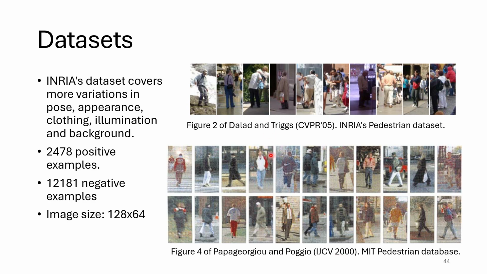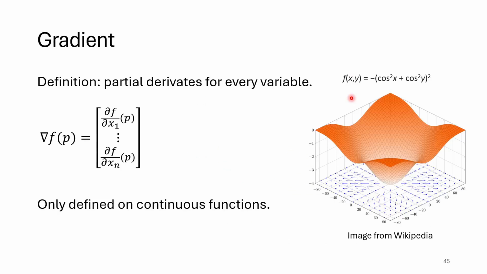Comparing the two data sets, you can find that in the MIT data set, most pedestrians are upright or seen from the back. But in the INRIA data set, there is more occlusion. For example, the backpack occludes part of the pedestrian, and the variation of the brightness is larger. For example, this is very bright, and this is very dark, and the background and the clothing are more complicated than the MIT set. All right.